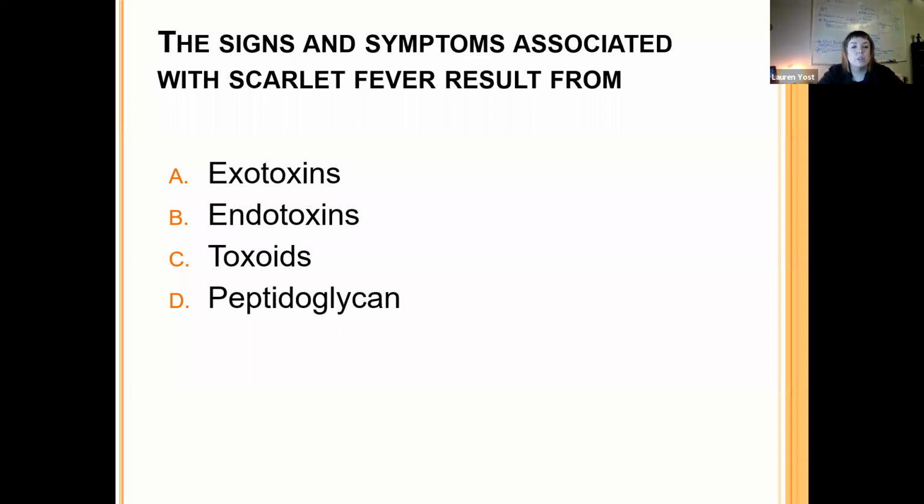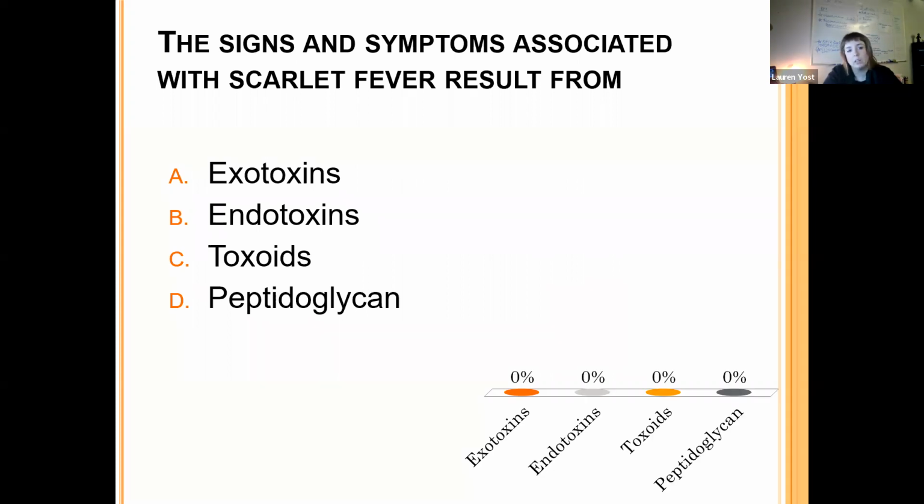Signs and symptoms associated with scarlet fever result from, the choices are exotoxins, endotoxins, toxoids, and peptidoglycan. Those toxins that we were talking about previously with streptolysin and all of those ones, those are exotoxins, okay? Endotoxins are associated with gram-negative bacteria, and Streptococcus pyogenes is a gram-positive. Peptidoglycan is just the cell wall of bacteria, remember.